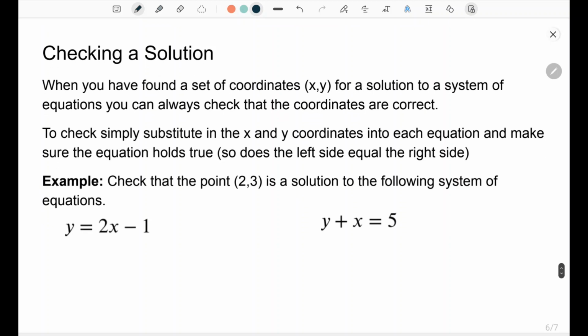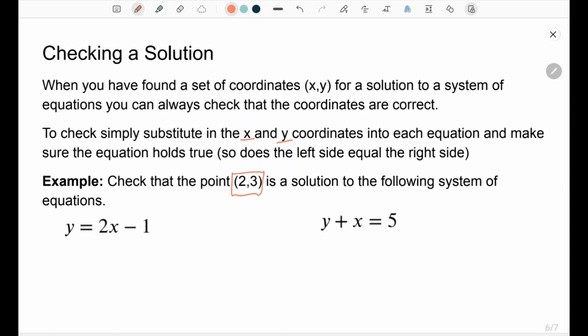And in general, when we're checking a solution of just some abstract line, what we can always do is double check, does that point work in both of the equations of the lines that we have? So we just substitute in the x and the y coordinates that were given, if we're looking at a point, and then check, is the left side equal to the right side?